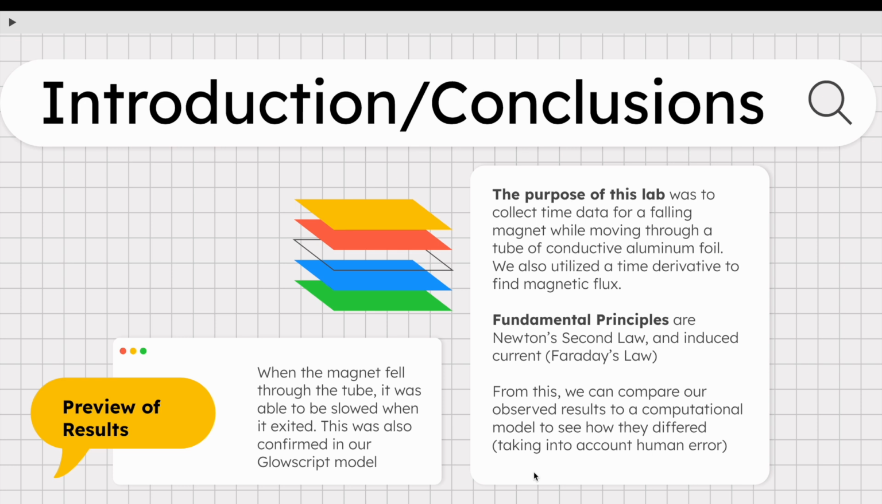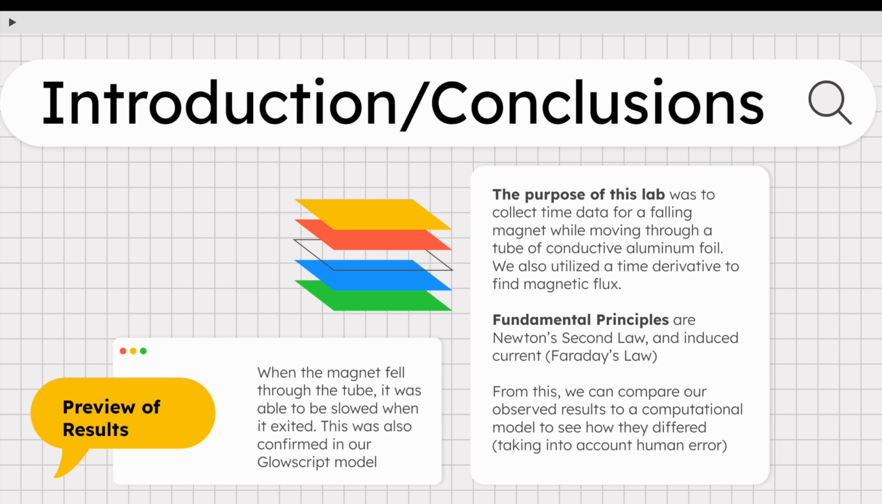results. So the purpose of this lab was to collect time data for a falling magnet while moving through a tube of conductive aluminum foil. Therefore, we can find a time derivative, getting the magnetic flux. So what are some fundamental principles? Well, there's going to be Newton's second law, so the force generated by the magnet moving through that tube is going to be in the opposite direction to gravity.